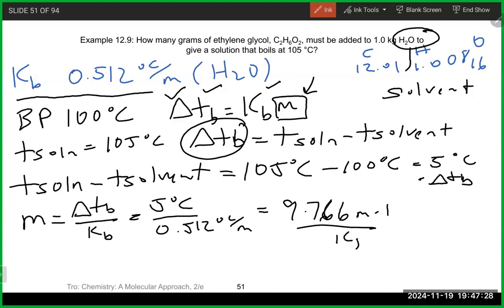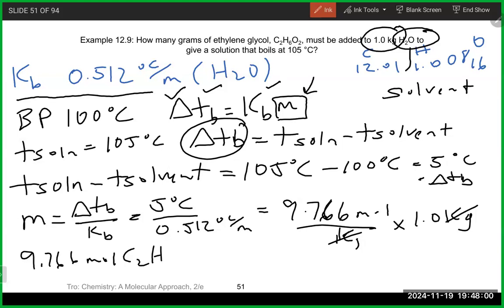That is good because the kilograms on the bottom is kilograms of solvent. And in this particular problem, they actually gave us the kilograms of our solvent, which is 1 kilogram. If they didn't, obviously, we would need to do a conversion. So we could actually just multiply this by our 1 kilogram of water. The good news is it's not going to change any number, but it will give us basically 9.766 moles of our C2H6O2.